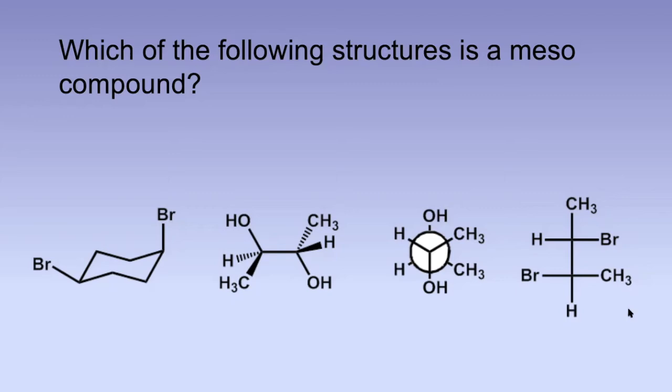For Fischer projections, if you didn't want to build a model, I'll show you a little trick. When we have a Fischer projection like this one right here, what you can do is take this bottom carbon and rotate it so that we can move the methyl down to here, the hydrogen up to here, and the bromine over to here. So that's an allowed rotation within the Fischer projection. And so you see there then that there is a plane of symmetry.